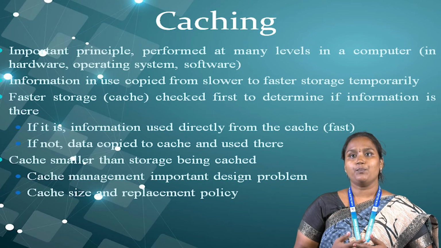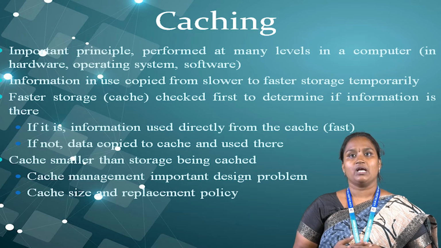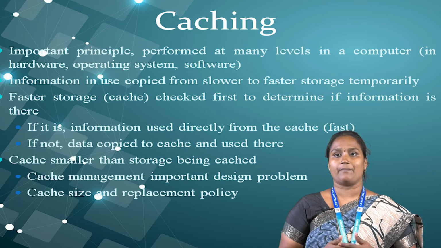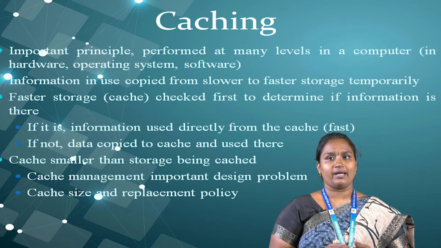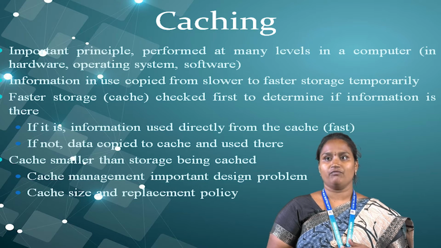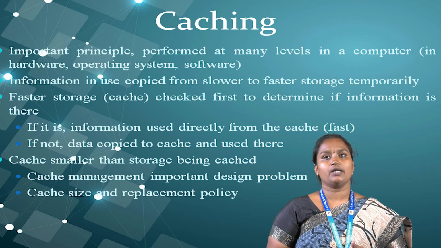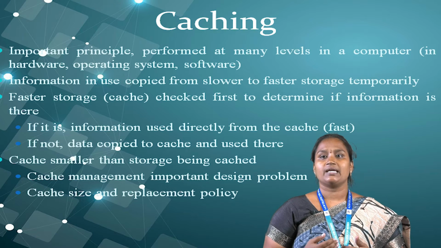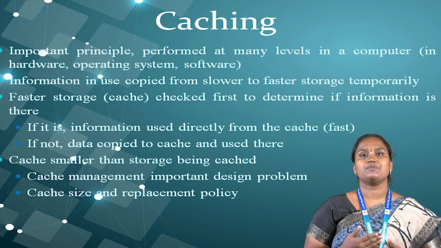Caching is an important principle, performed at many levels in a computer. Information in use is copied from slower to faster storage temporarily. The faster storage, the cache, is checked first to determine if the information is there. If it is, the information is used directly from the cache. If not, the data is copied to the cache and used there. The cache is smaller than the storage being cached. Cache management is an important design problem: cache size and replacement policy.